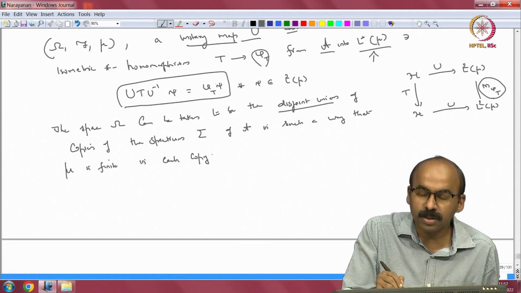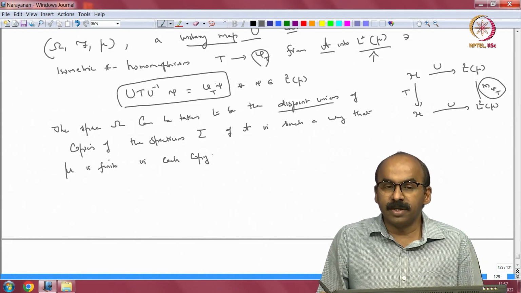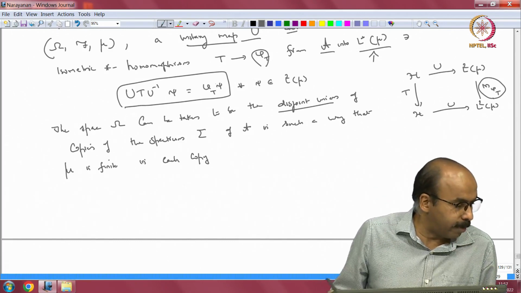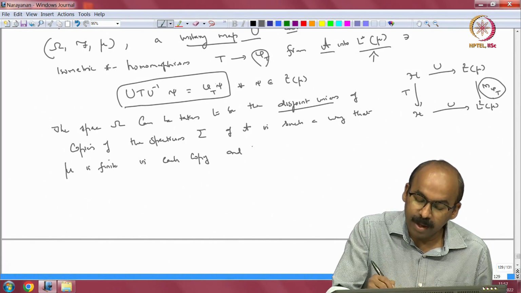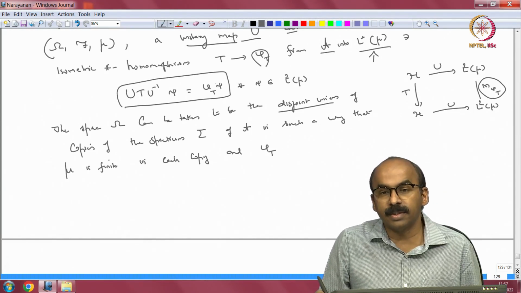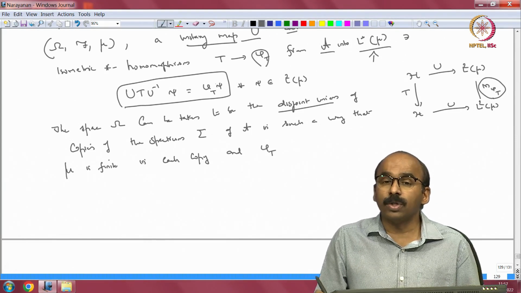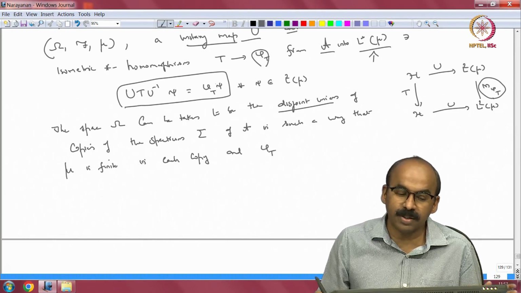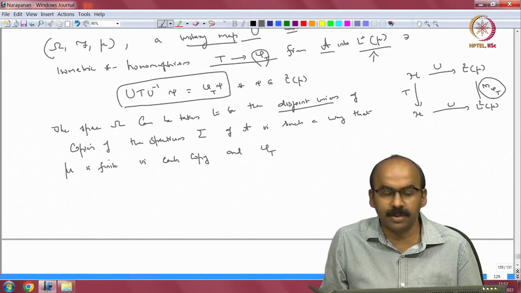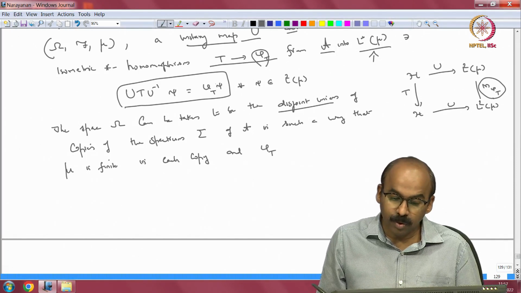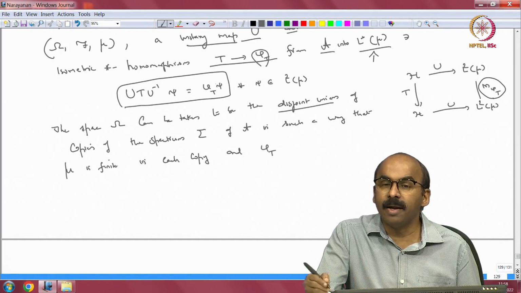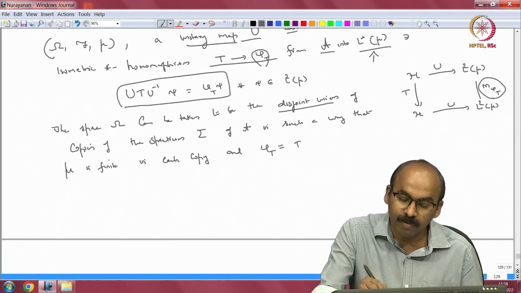In fact, you can make this into a probability measure. If it is a finite measure, you can divide by an appropriate constant and make it into a probability measure. And phi sub T is the L infinity function which corresponds to the operator T. So T going to phi sub T is the star algebra map, which is isometric. Phi sub T restricted to each copy can be identified with the Gelfand transform of T.